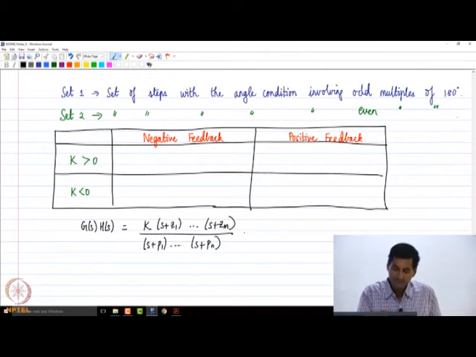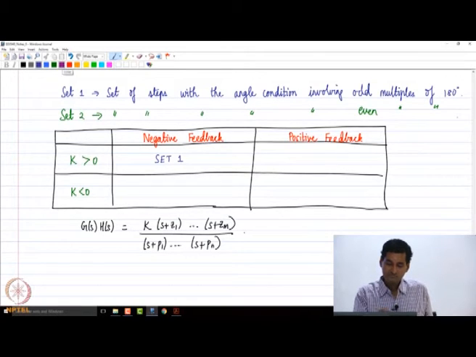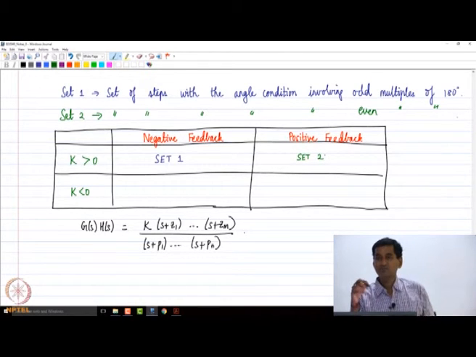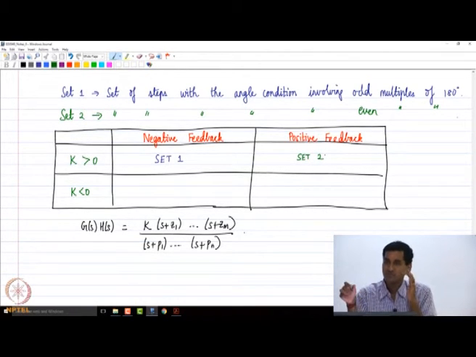So, if we have negative feedback and k greater than 0, what do we do? Which set of steps would I use? Set 1, right, that is pretty obvious. If you have positive feedback and k greater than 0, use set 2, that is what we learnt at the beginning of today's class. Set 1 was what we learnt till the last class, set 2 was what we learnt today, with k greater than 0. Now, we will discuss k less than 0.